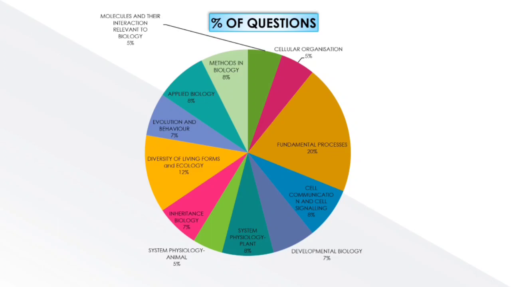And in ecology, you will be asked about rules of ecology, structure and components of ecosystem, different types of ecosystem, pyramids of energy, number, population, etc. And structure of ecological organization, biosphere reserves and sanctuaries, etc. And other topics like applied biology, methods in biology, systems physiology, plant, cell communication and cell signaling account for 8% respectively. Inheritance biology, developmental biology, evolution and behavior account for 7% each.